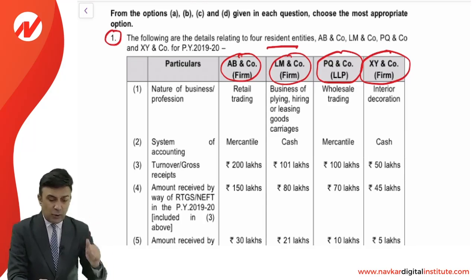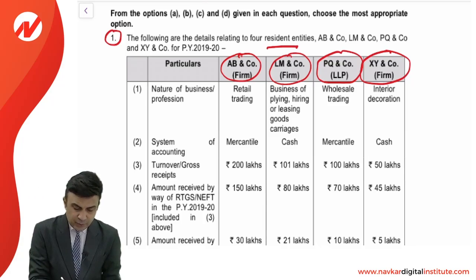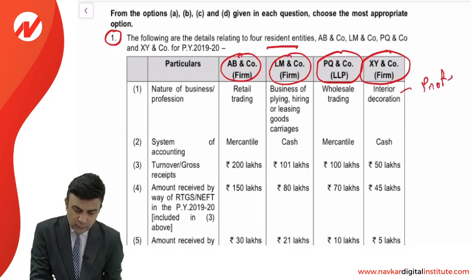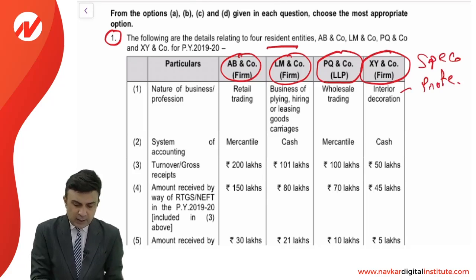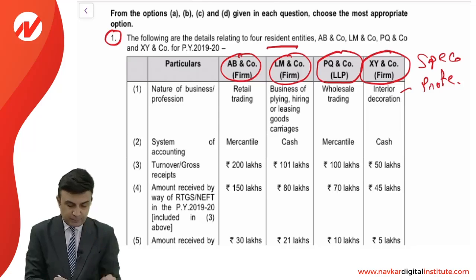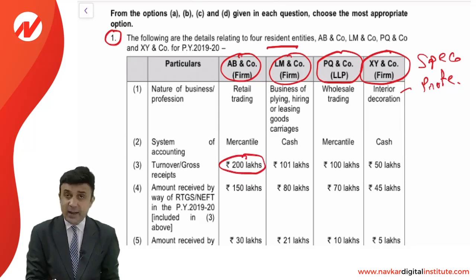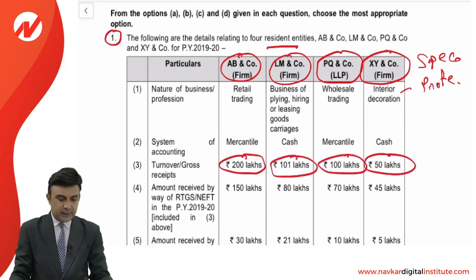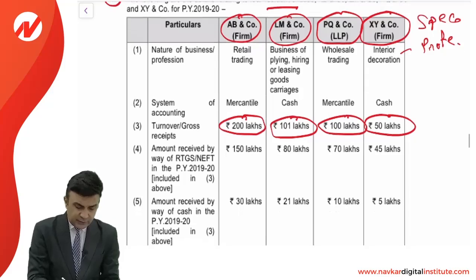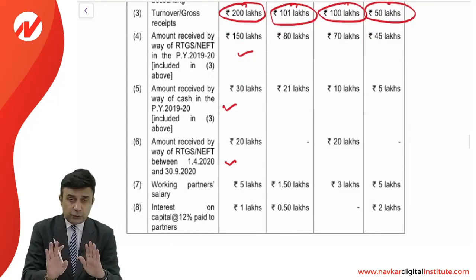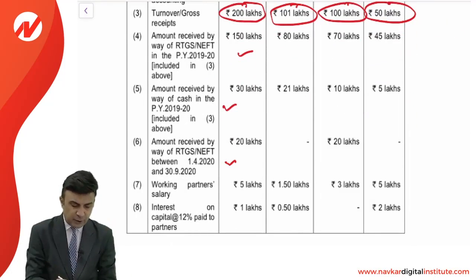You are given the nature of business: retail trade, plying, hiring, leasing, goods carriage, wholesale trading, interior decoration, meaning thereby this is into the specified profession. You are given which system of accounting is followed, mercantile, cash, now relevant. The turnover is exactly 200 lakh, that is 2 crore, 101 lakh, 100 lakh and 50 lakh. You are given the receipt as per RTGS, an amount received in cash and which was not received in the current year but received in the subsequent year.